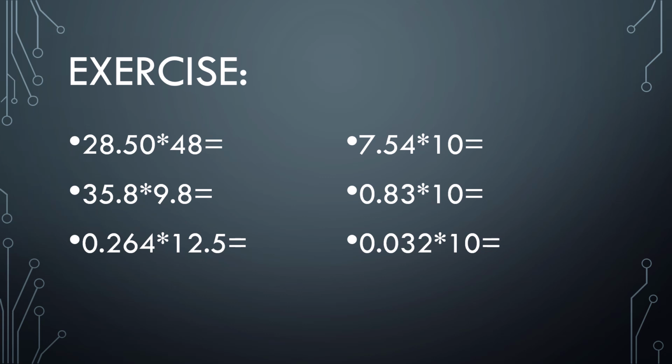Let's see some exercises. Now I'll read out the exercise, and you may note down the questions, pause the video, solve it, and I'll show the solutions on the next slide. Now I'll read out these questions. 28.50 multiplied by 48, and 35.8 multiplied by 9.8, and 0.264 multiplied by 12.5, and 7.54 multiplied by 10, and 0.83 multiplied by 10, and 0.032 multiplied by 10.